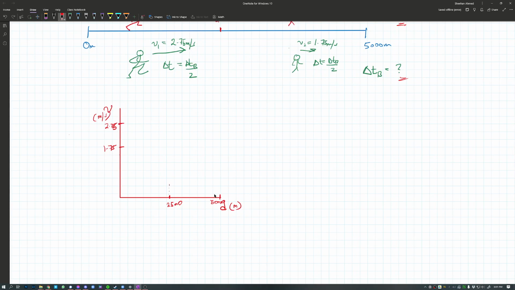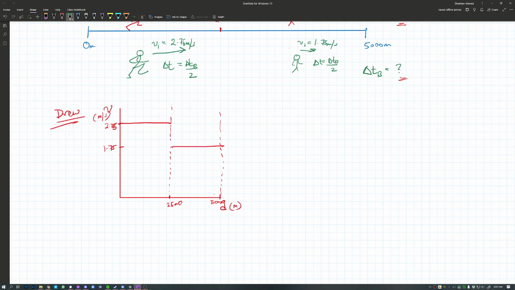And what would this look like? Let me draw a little bit of a dotted line over here. So for the first half of the distance, Drew is running at, so this is Drew, Drew is running at 2.75 meters per second. As soon as he reaches the halfway mark, he drops down and stays at a constant velocity of 1.75 meters per second. There you go. That is a much more concrete view of what's happening in the form of a graph.